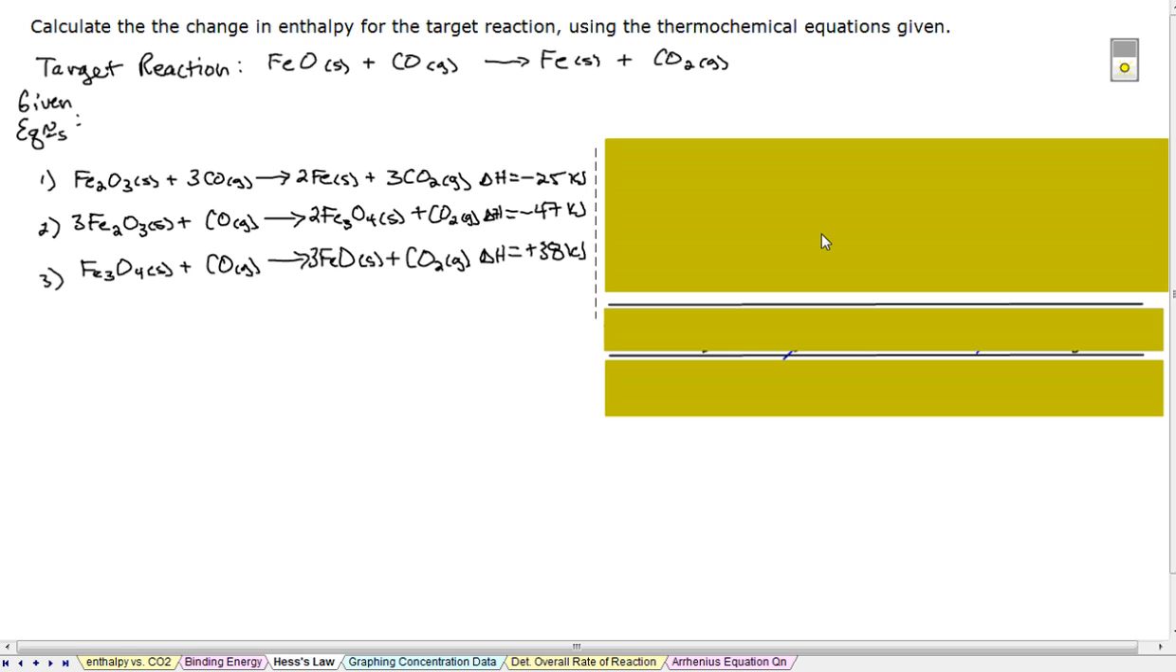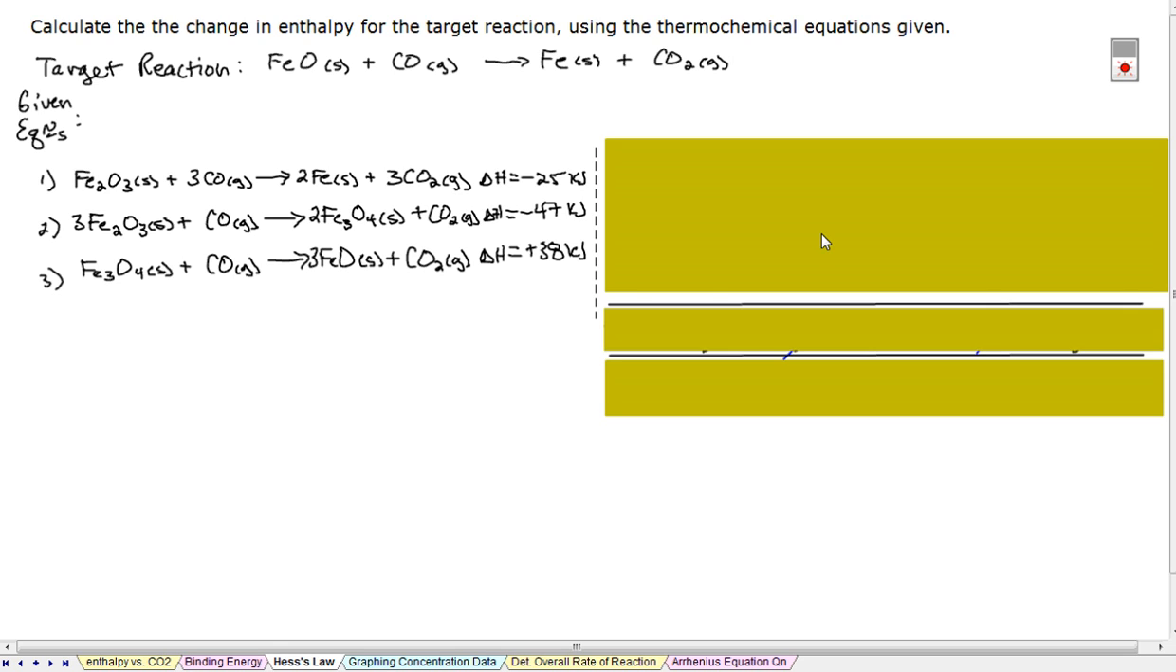This question looks at determining the enthalpy of a target reaction using other thermochemical equations. So we've got an equation here where we've got iron(II) oxide and carbon monoxide giving us elemental iron and carbon dioxide. Obviously we can't do this in the lab, but we do have some data from other reactions that might allow us to determine what the enthalpy for this reaction is.